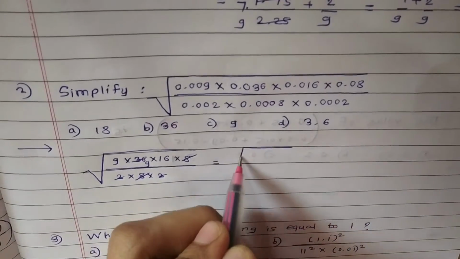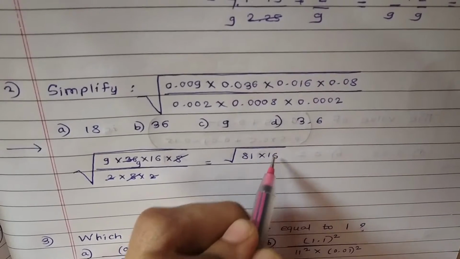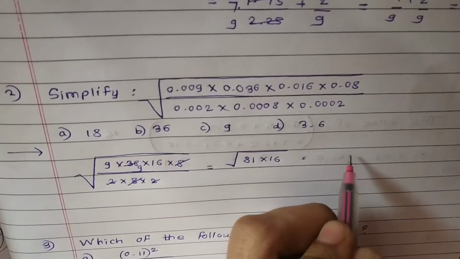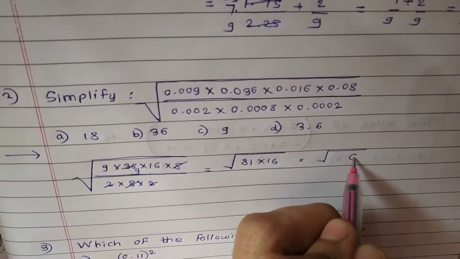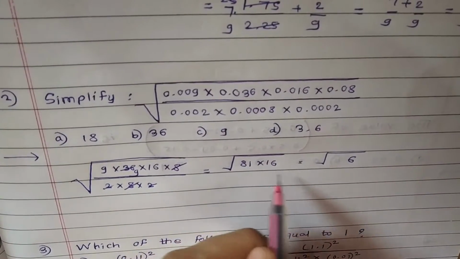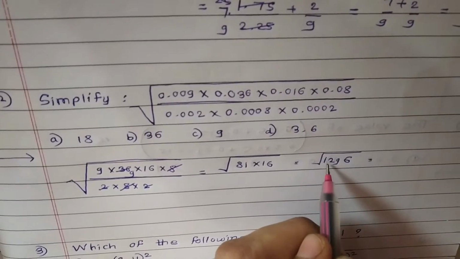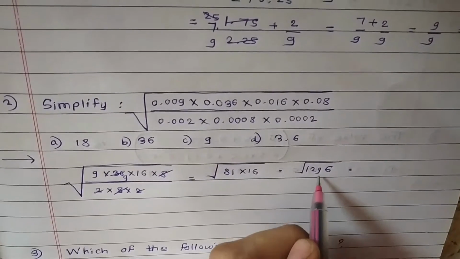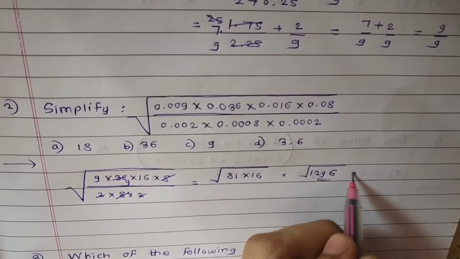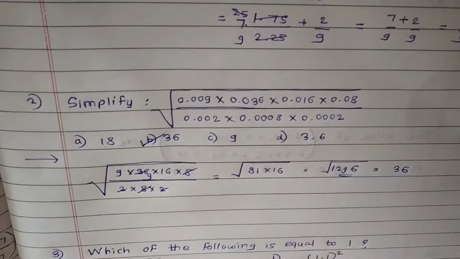which is equal to 9 into 9, it will become 81 into 16, which is equal to 16 ones are 16, carry 1 and 16 eights are 128 plus 1, 129, and 1296 is the square of 36, hence which is equal to 36. Hence your option B is correct.